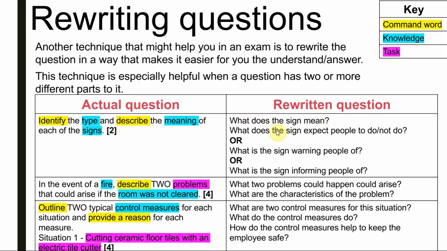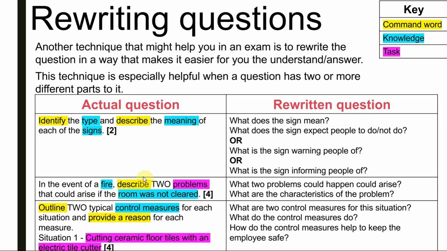And then for describe the meaning, you could put it as what does the sign expect people to do or not to do? Or what is the sign warning people of? Or what is the sign informing people of? So it's just making sure that in the exam you know that you need to say what does it mean, but then also what is it asking people to do? So you know that there's two parts of it. You've rewritten it in a way that you then understand.